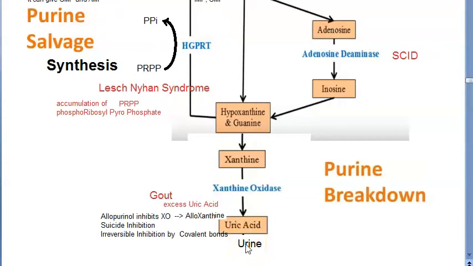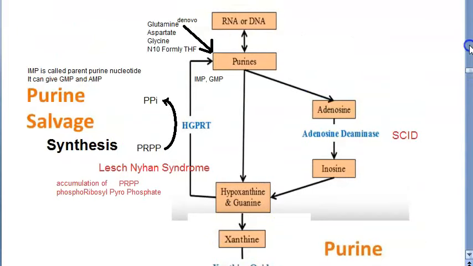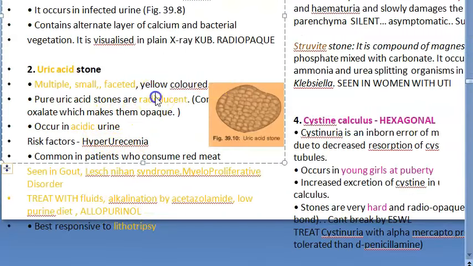Can you say gout? Gout. Xanthine. Uric acid. Okay, can you say radiolucent? Radiolucent. Very good. And can you say allopurinol? Allopurinol. Okay, that's fine.